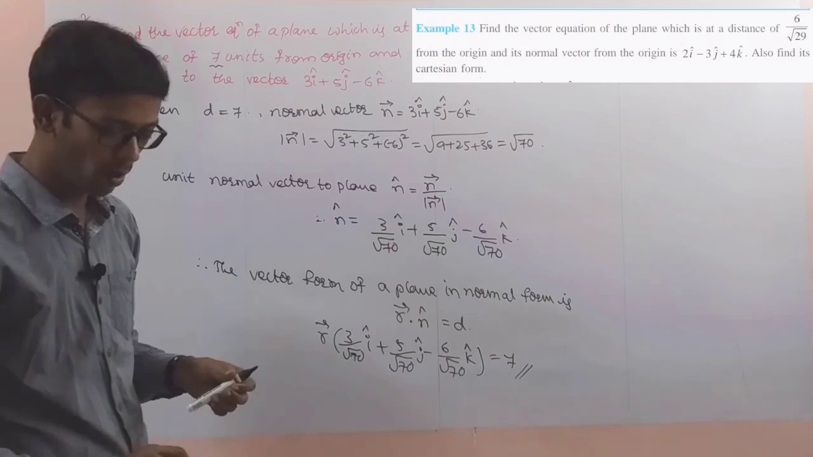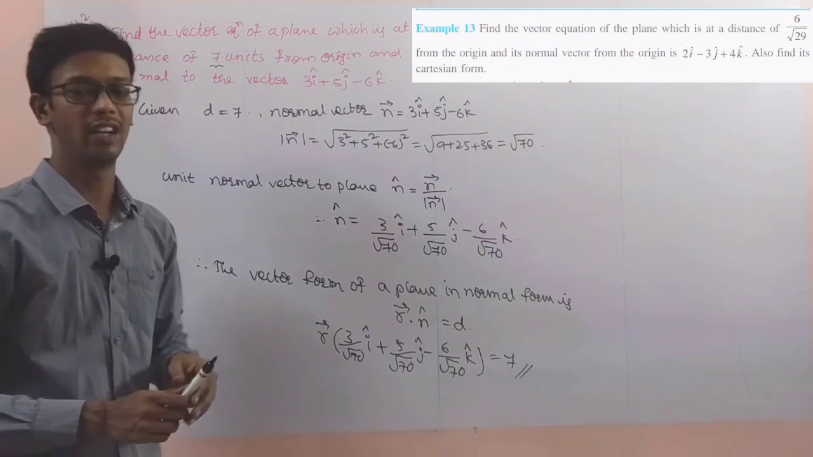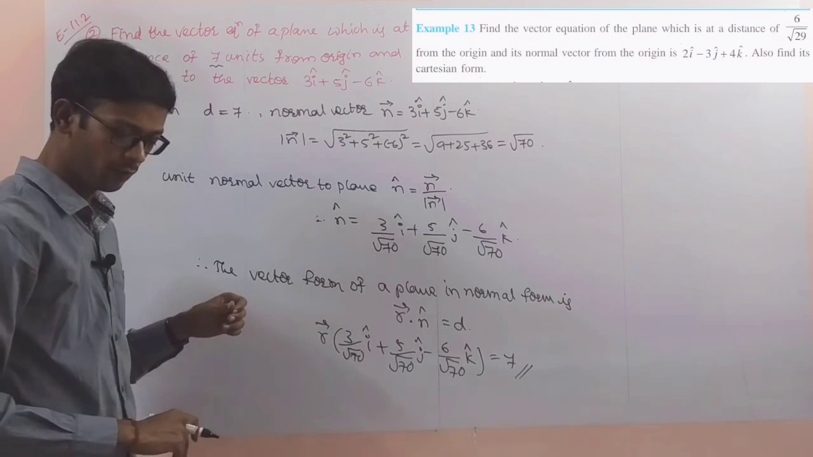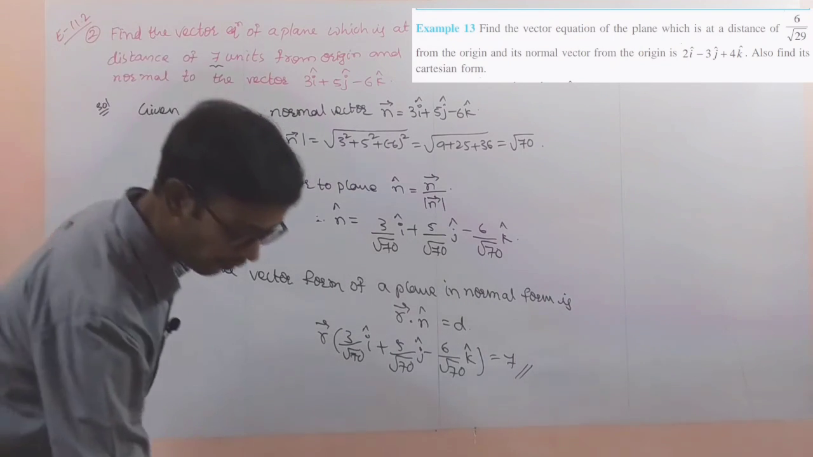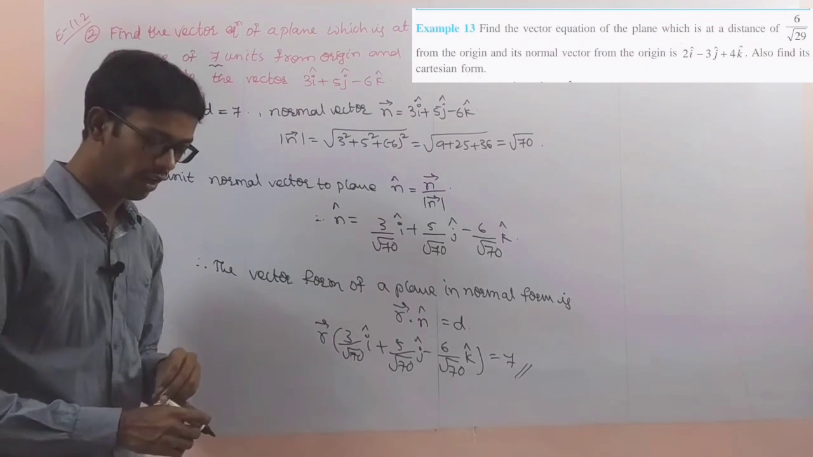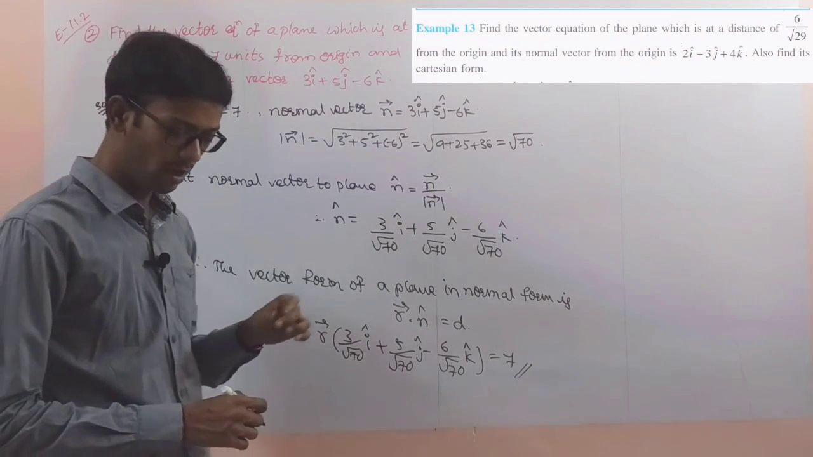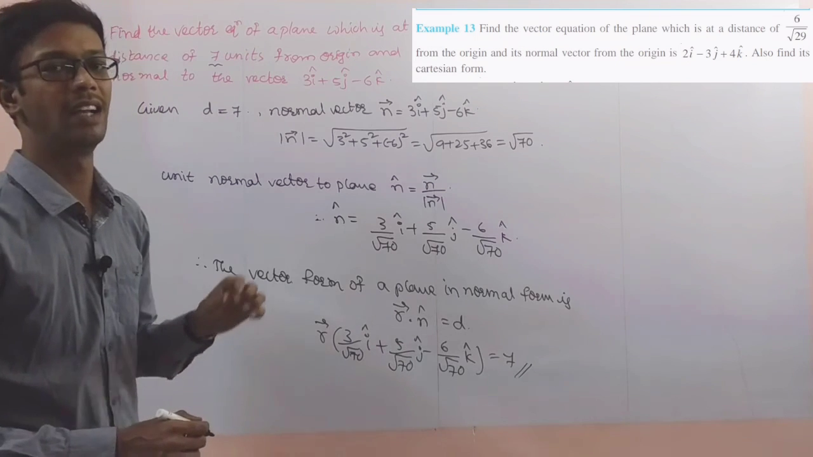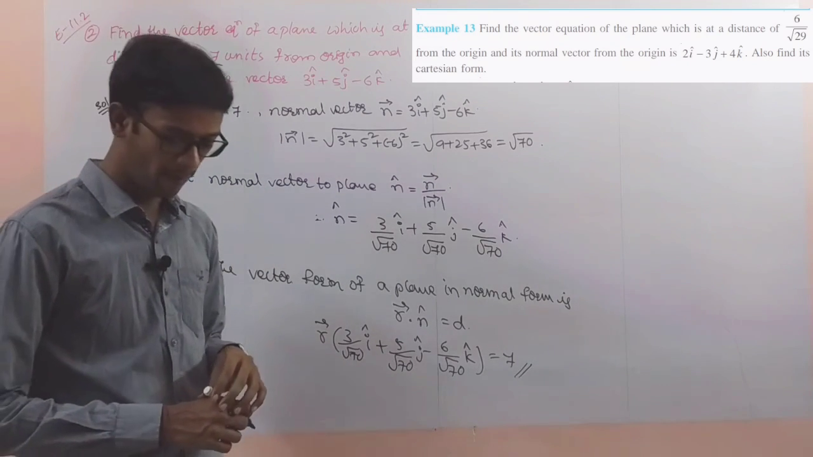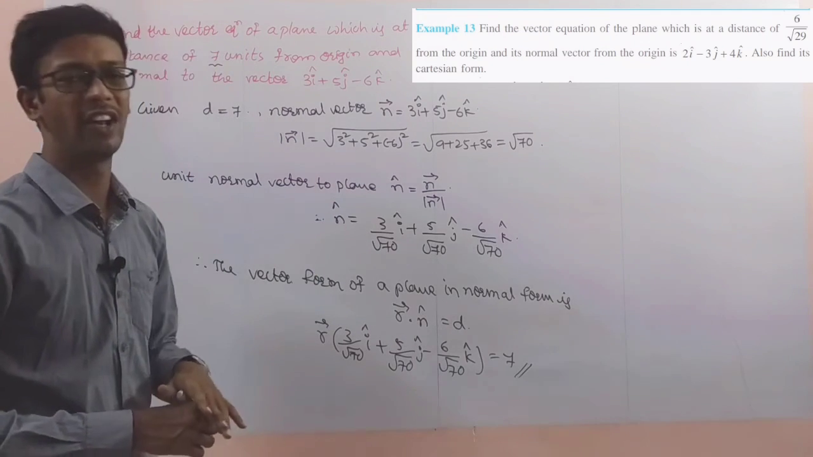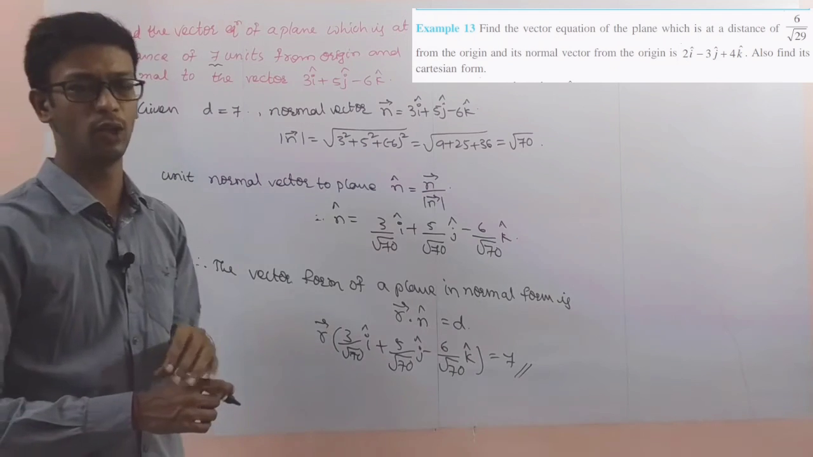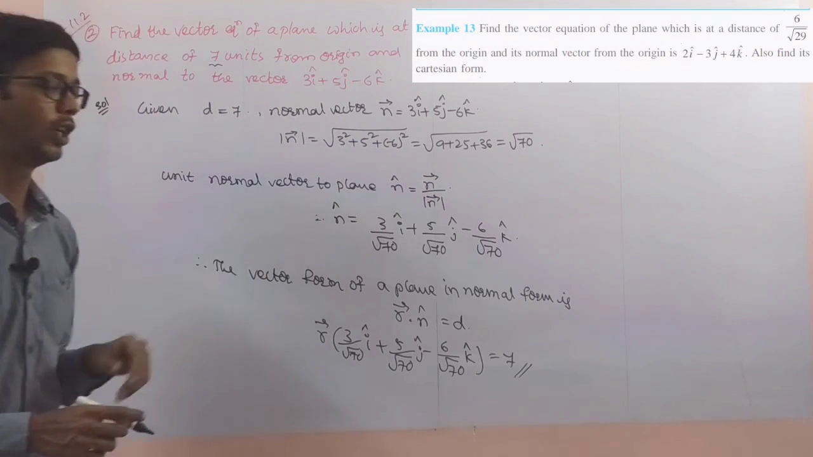One more example problem is there, Example 13 displayed there. Find the vector equation of a plane which is at the distance of 6 by root 29 from the origin and normal to the vector 2 i cap minus 3 j cap plus 4 k cap. Also find the Cartesian form. Just simplify the Cartesian form also. So take Example 13 as homework. Pause the video to note it down.